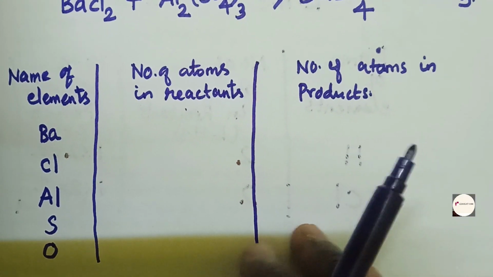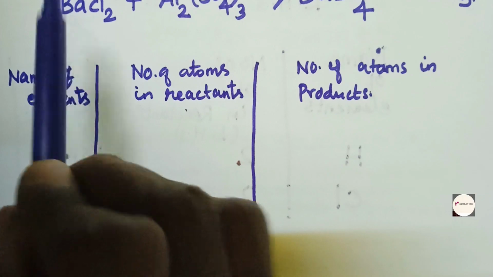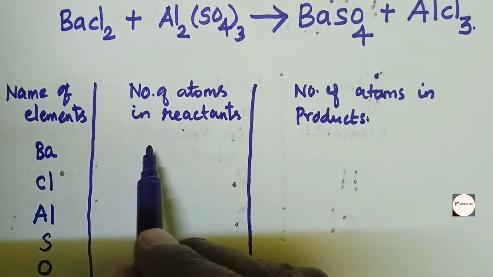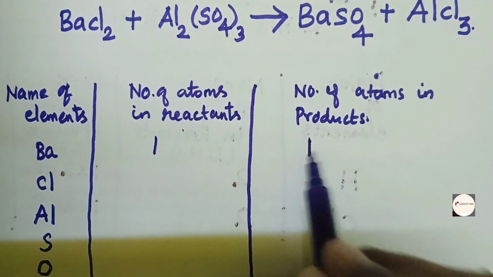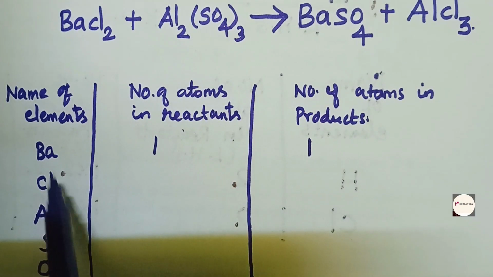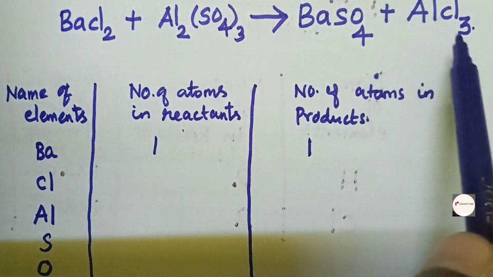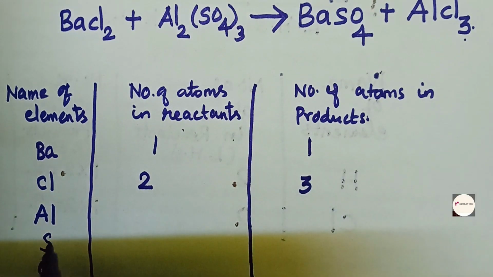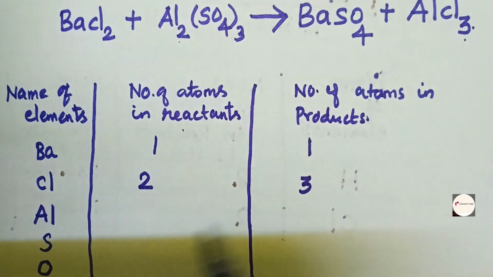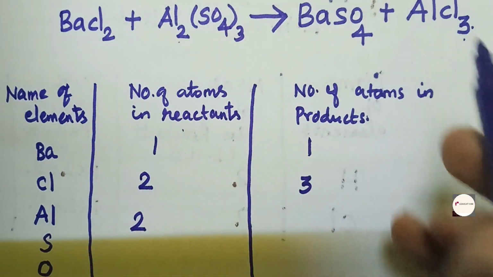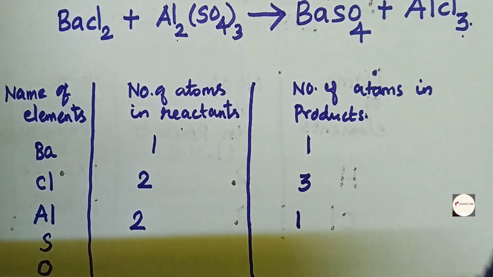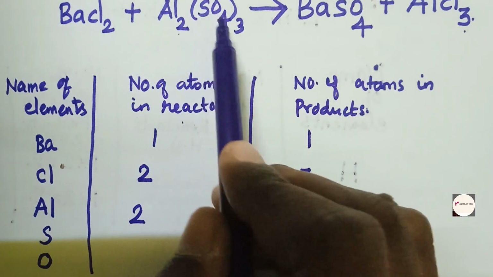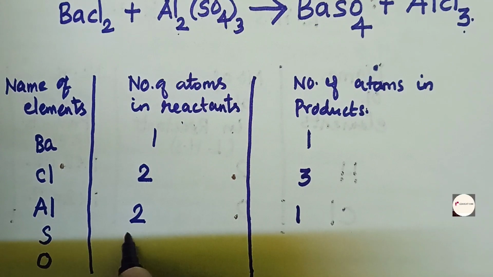Now we are going to write the number of atoms in reactants. So எத்தனை number of atoms இருக்கு? Barium left hand side only 1, right hand side also only 1. So look at that, only one barium atom. So right here 1 1. Okay, next chlorine, left hand side 2, right hand side 3. So right here 2 and 3. Next aluminium, left hand side 2 and the right hand side 1. So right here only one aluminium. And the next sulfur, here how many sulfur is there? 3. Okay, 3 sulfur atoms.